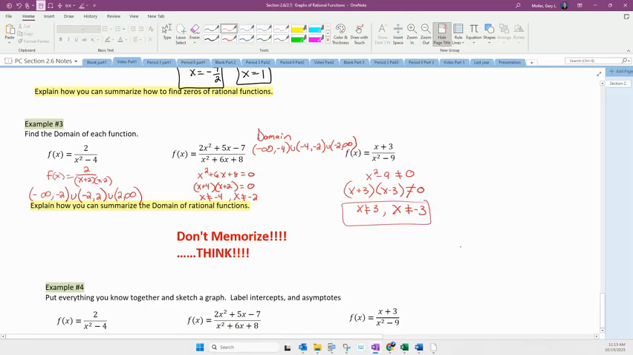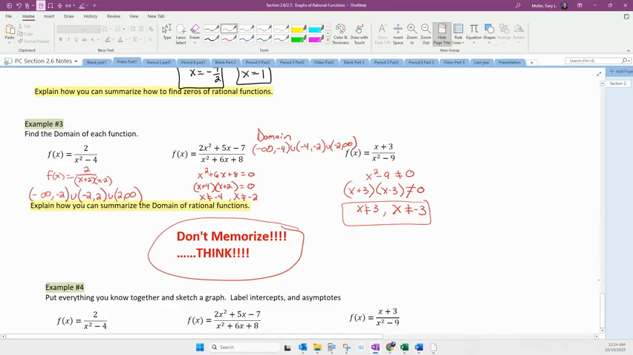Up here, I said explain how you can summarize how to find the zeros of a rational function, and I've talked about that. That's whenever the numerator is 0. How can you summarize the domain? That's everything except for when the denominator equals 0. Now, I don't want you to memorize. I want you to think. None of these things are difficult to consider if you understand the questions that are being asked. It's more important to understand what's being asked about the domain rather than trying to memorize, oh, I do this thing. Think about the number sense. Don't think about memorizing.